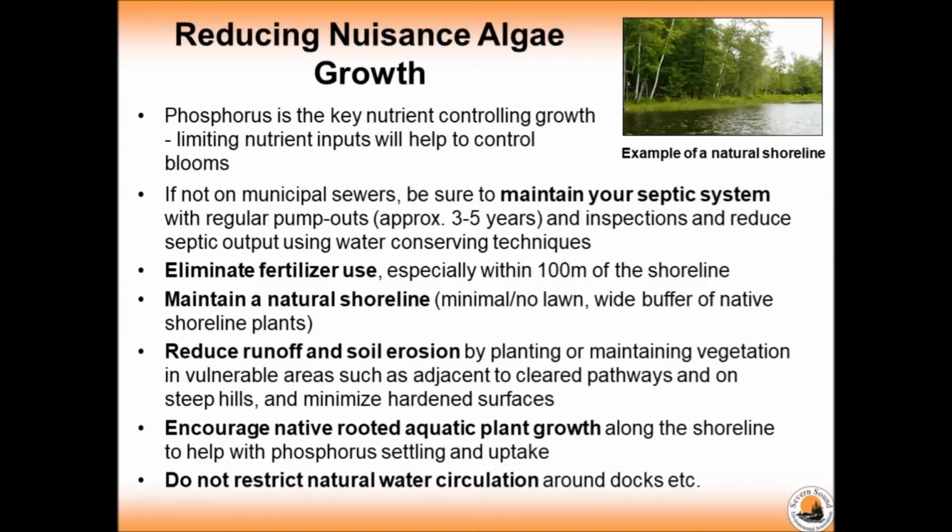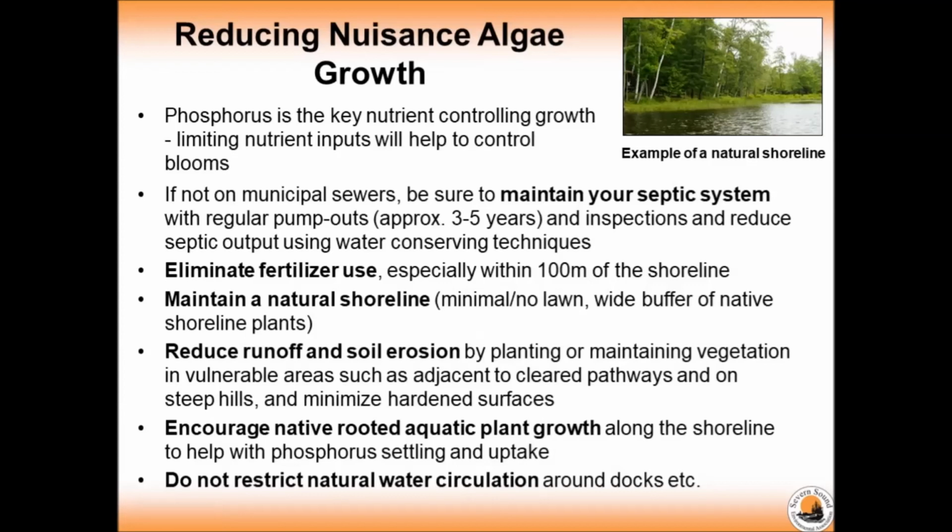Maintaining a natural shoreline is really important as well. So minimizing or reducing completely the amount of lawn that you have and maintaining a nice wide buffer of native shoreline plants. Shrubs are really great at stabilizing the shoreline and reducing erosion there. So reducing runoff and soil erosion is also very important.